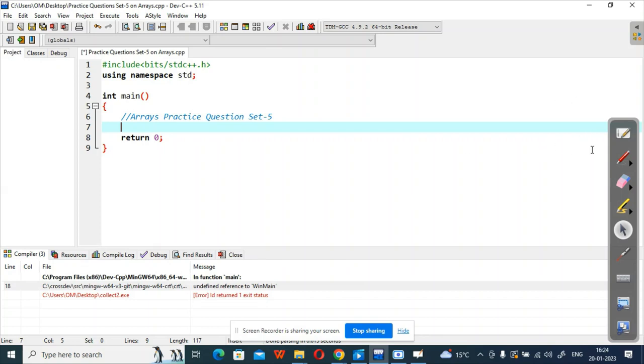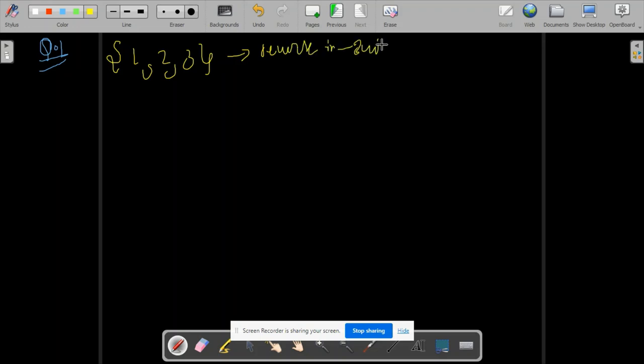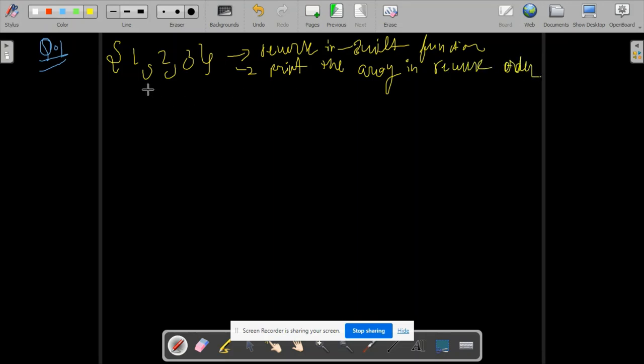So let us move to the open board to discuss the first question. This is question number one. Yesterday I taught you how to reverse an array using the reverse function. We covered this question by using the reverse inbuilt function. We also did this question by printing the array in reverse order, not actually reversing the array, but printing it in reverse order.